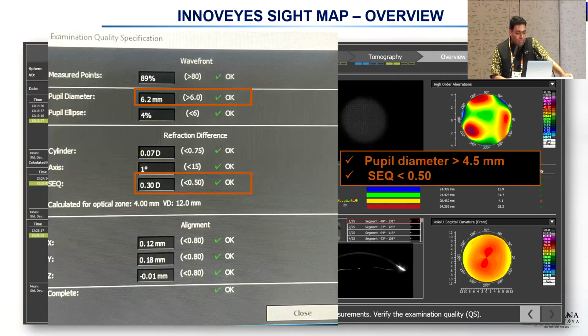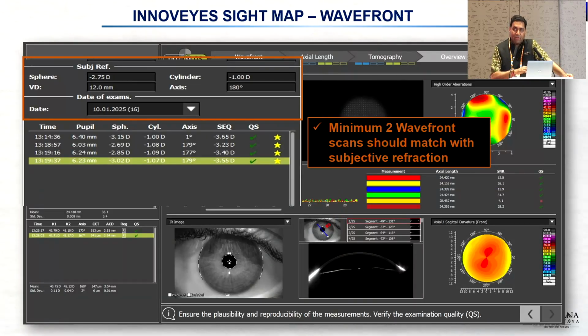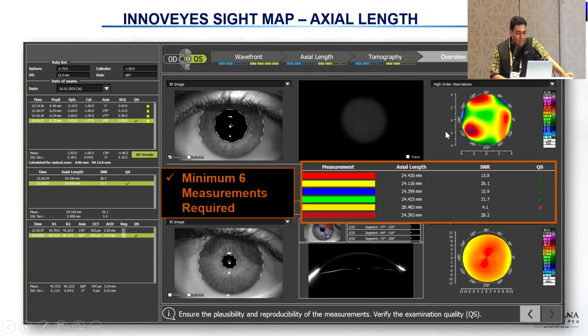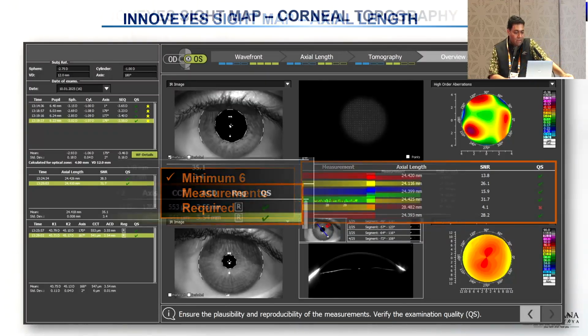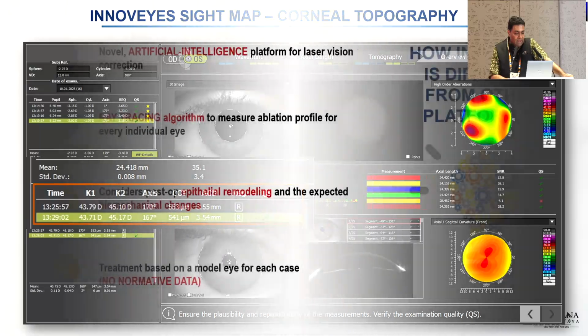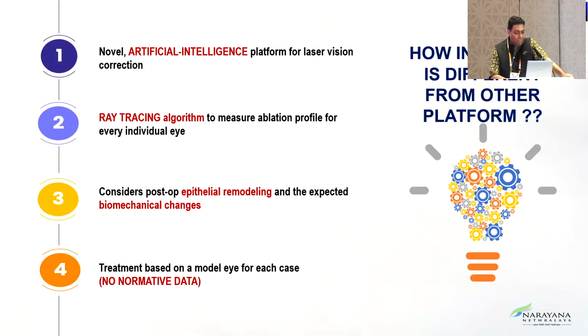You have to have a proper size of the pupil. If your pupil size is too big, it asks you to go back. So you have to dim the light, sometimes put a cloth. And you have to have at least 2 wavefront maps which match with the subjective refraction. In the past we were looking at 6 measurements. Now we have come down on this, and then it takes all the other parameters.